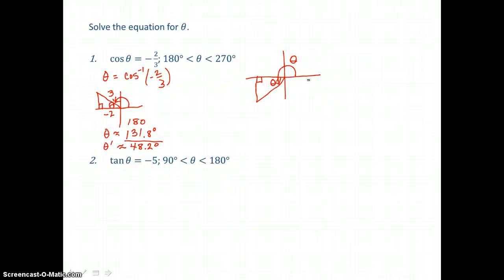Okay, so that means over here where I'm solving for theta whose terminal side is in the third quadrant, I'm going to have to take 180 degrees and add on that theta prime that I just found, that 48.2 degree angle, and get a total distance then for theta of 228.2 degrees. So the theta that we're solving for, whose terminal side is in the third quadrant, is going to be approximately 228.2 degrees.